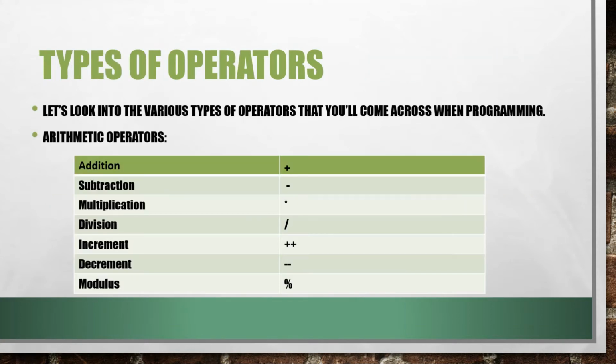Okay, so let's take a look at some types of operators. Let's look into the various types of operators that you'll come across when programming. And the first set of operators we have are arithmetic operators. So arithmetic operators, as you can see, are addition by the plus sign, subtraction, the minus sign, multiplication is represented by the asterisk or the star, division by the backslash, increment is denoted by plus plus, decrement is denoted by minus minus, and modulus is denoted by the percentage sign. So we can take a look at some of these here in a moment.